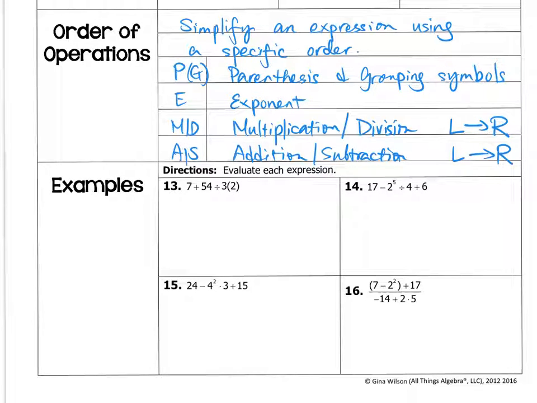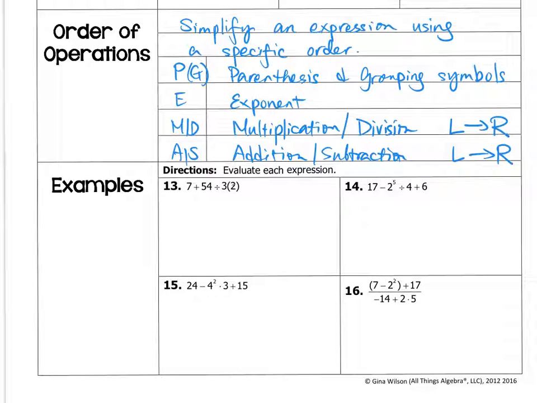Now, let's do some examples. So let's look at number 13. The question is 7 plus 54 divided by 3 times parentheses 2. So we have to take care of this parentheses first, right here.